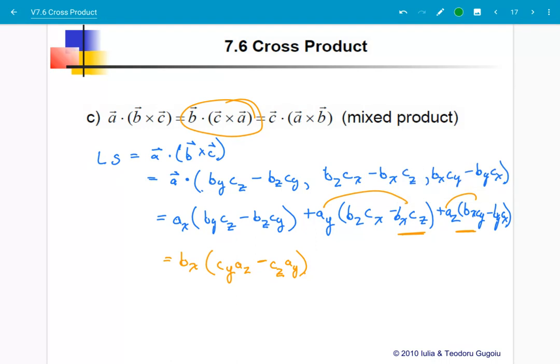Now, pause the video and try to do the same idea for BY. Where are there BYs, right? And go ahead and factor it out. When you've given it a try, go ahead and start it up. So here we go. So we have CZAX from that first one, and from here, minus CXAZ.